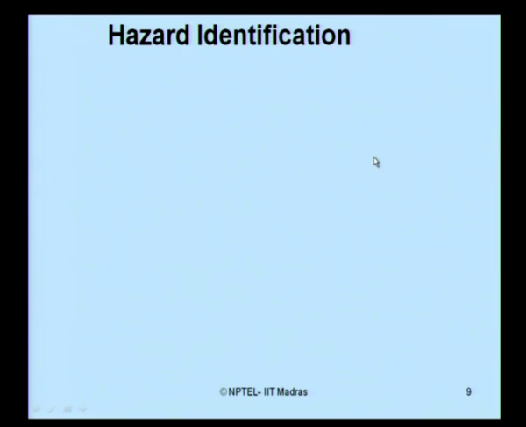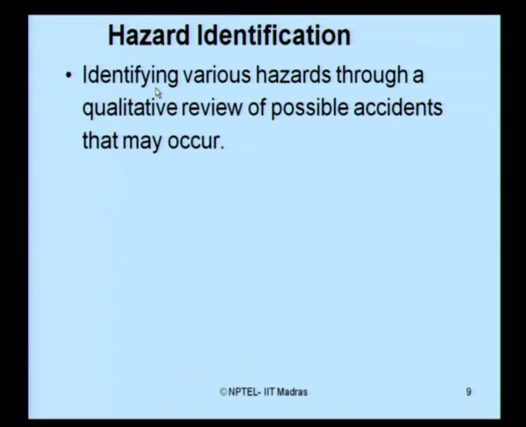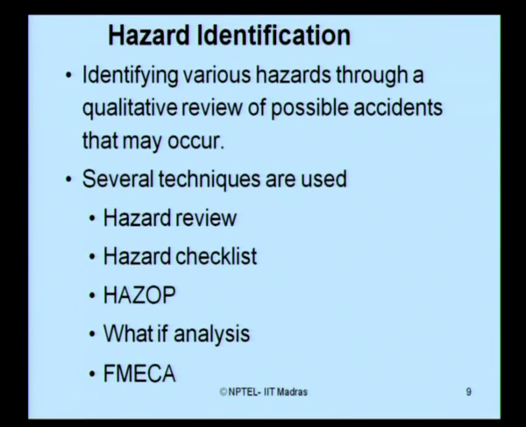Once you do that, then carry out what we call hazard identification. Identify different hazards through a qualitative review of possible accidents that may occur. For an identified system, look for those possible scenarios of accidents qualitatively, review them, what we call identify various hazard scenarios for the given section of the plant. For this, probably you can use several techniques: hazard review technique, hazard checklist, HAZOP, what if analysis, FMECA, FMEA, etc. Ladies and gentlemen, you will be happy to recollect that we have discussed at least 3 of them in detail, namely hazard checklist, HAZOP and FMEA thoroughly before we come to this module.